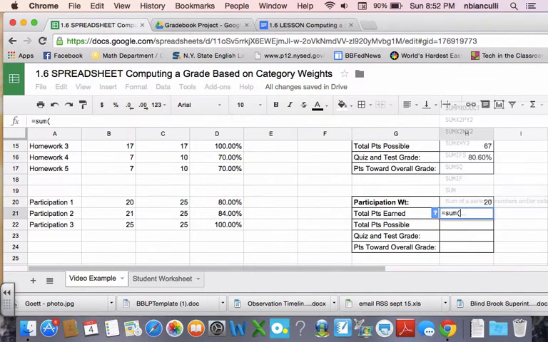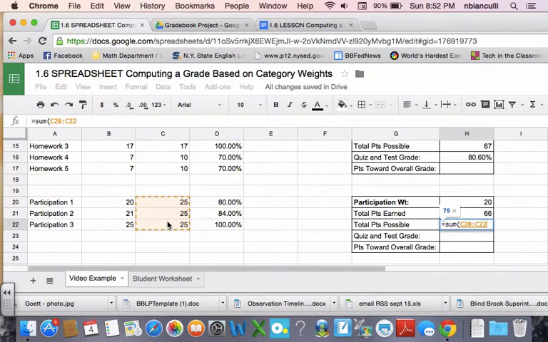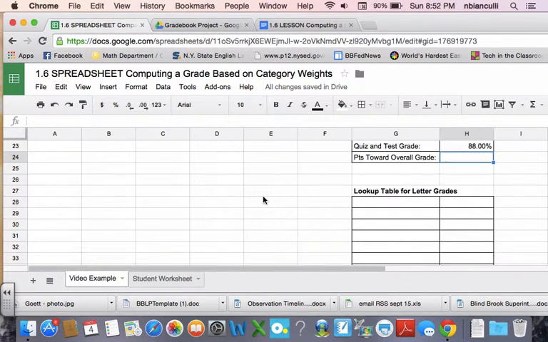I'll quickly show you how to do this with the participation weight. I'll type equals sum. I want to sum up just the participation grades. Now I want to sum how much they were possibly worth. Press enter. Okay. For the quiz and test grade, I would take 66, divide it by 75.